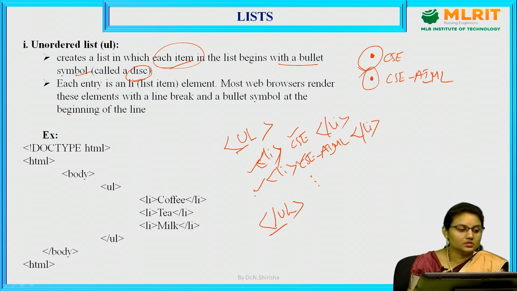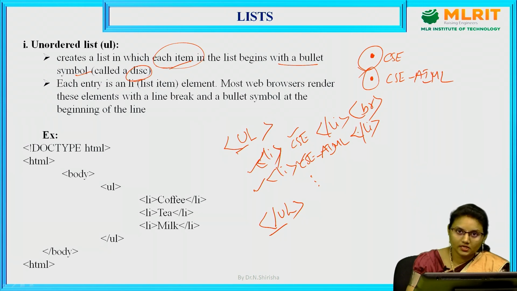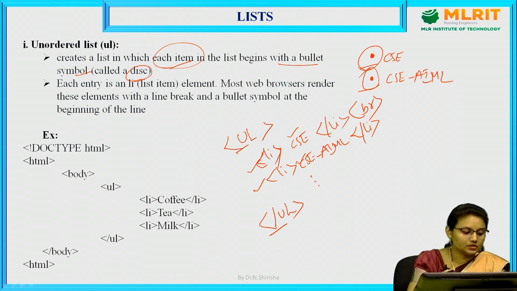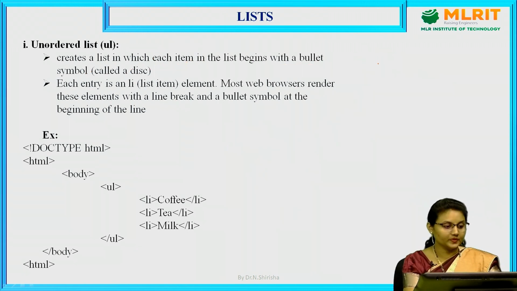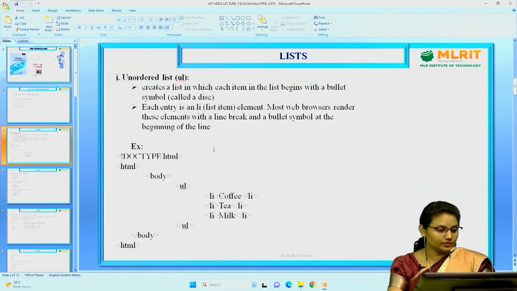Most web browsers render these elements with a line break. When you want to give a line break, there is no need to give a BR tag here because it's a list. It will obviously display in a linear format, with a bullet symbol at the beginning of the line. Whatever bullet symbol you want to define, you can define. This is the basic structure of the program. Let us see with a small example how we are going to define this.